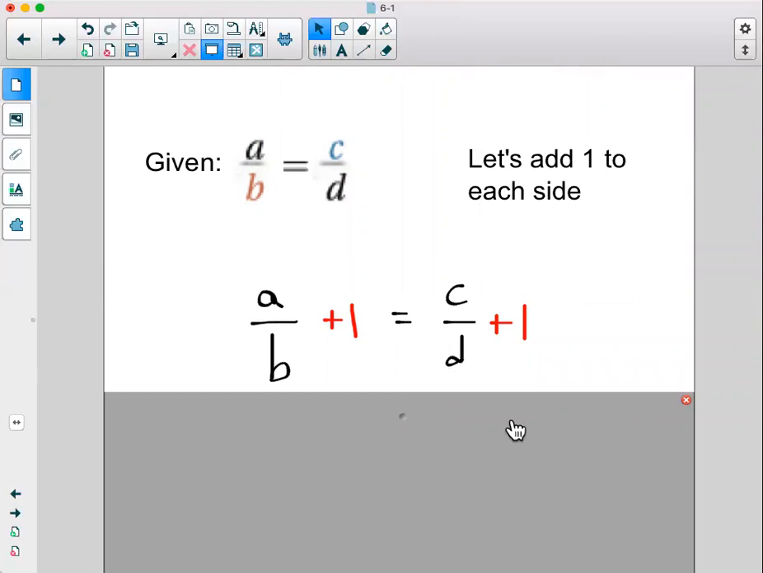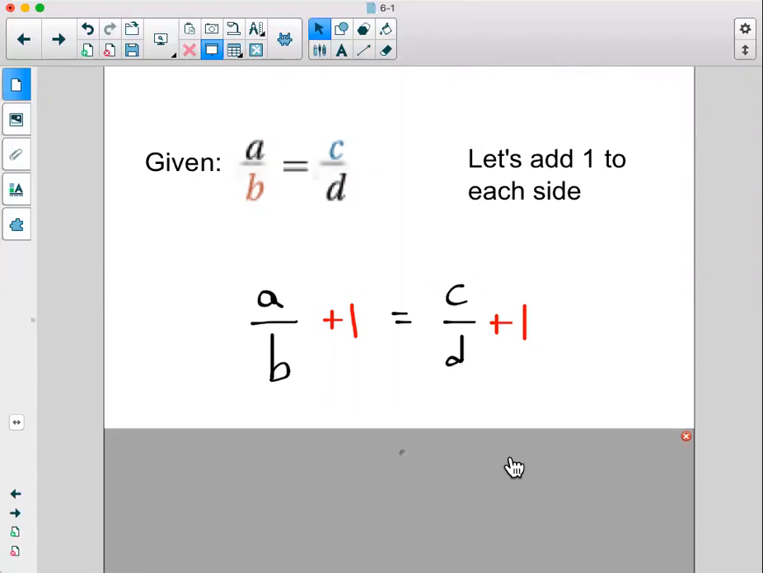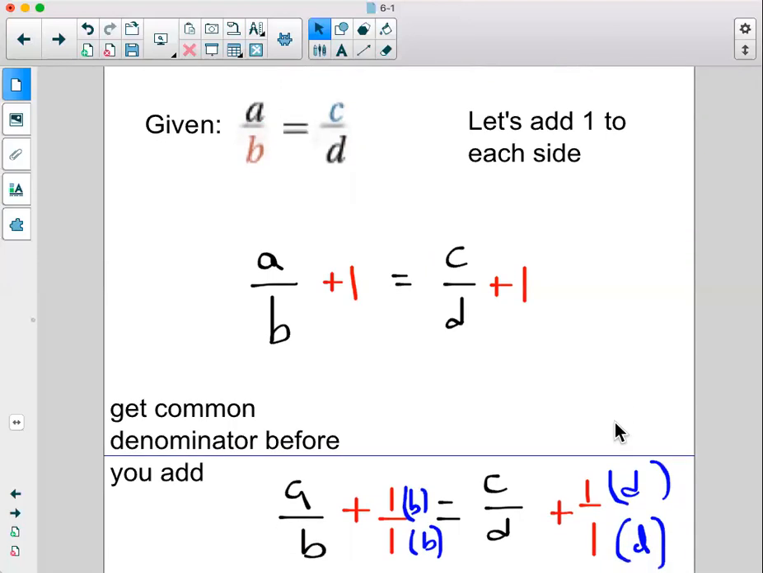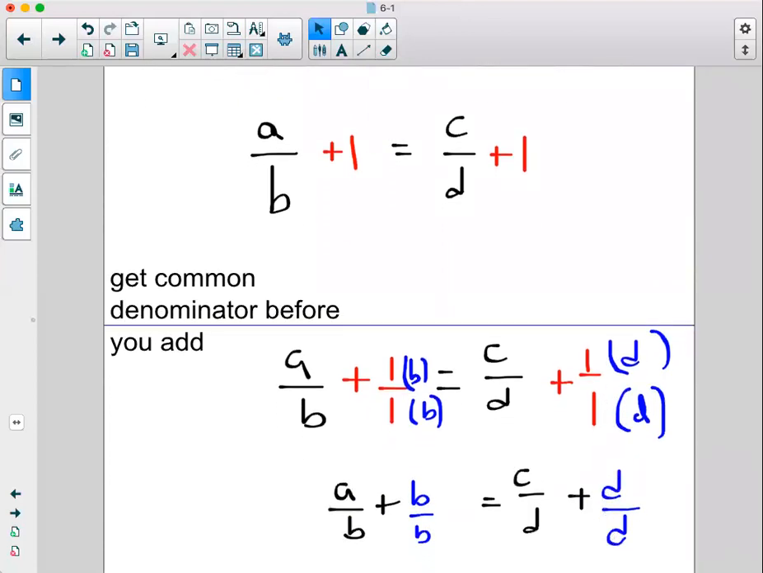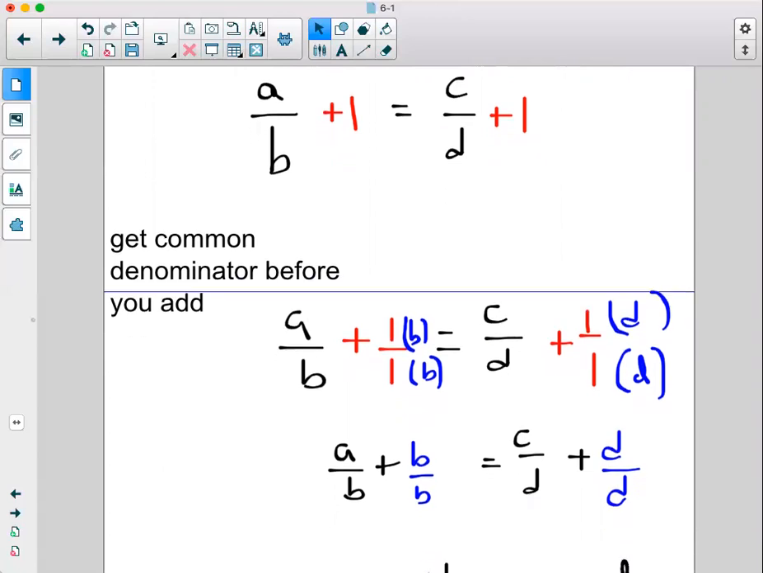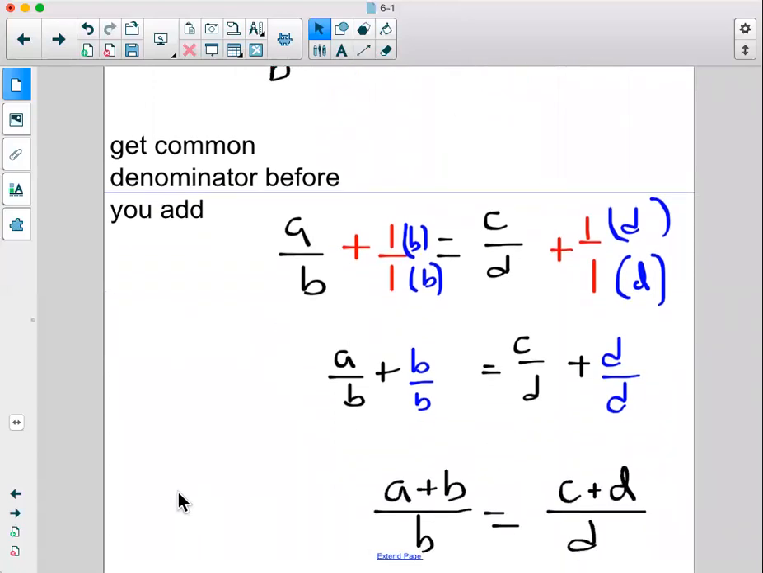If you wanted to add 1 to each side, you would have to get a common denominator before you could add. Here I would be wanting a common denominator of b, whereas over here I'd need a common denominator of d. In order to do that, I would have to multiply top and bottom by b here, but over here I'd have to multiply top and bottom by d. Then I'd have my common denominators on both sides. When you're adding fractions, as soon as you have a common denominator, you can hold it steady and add across the top.